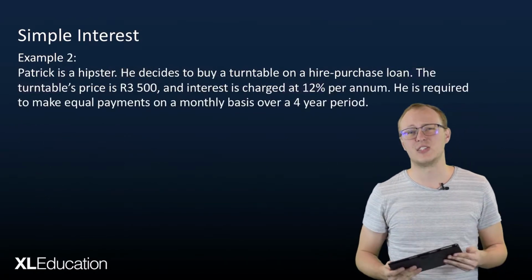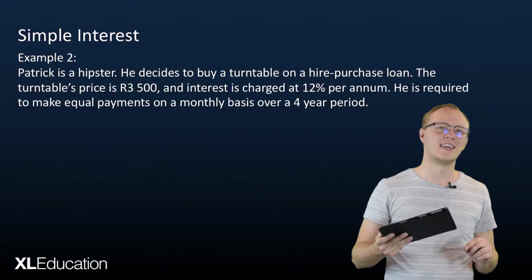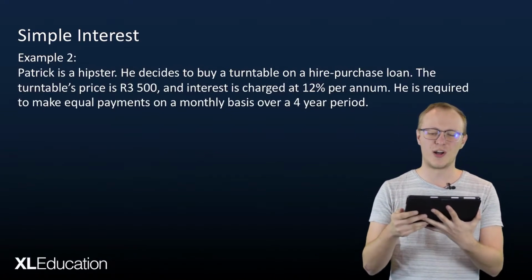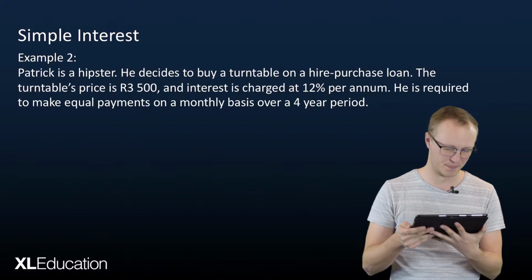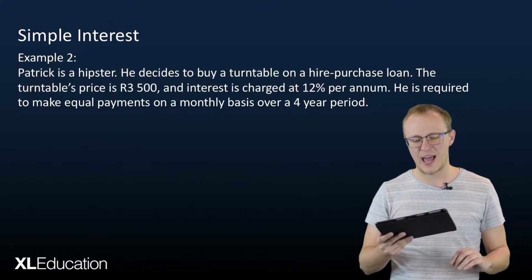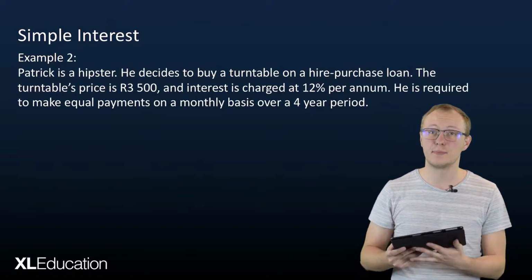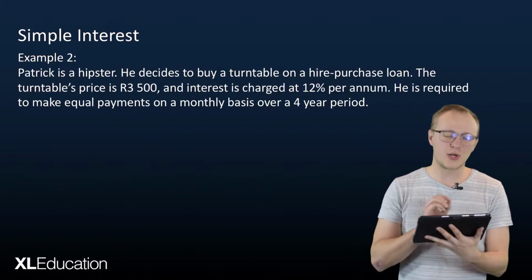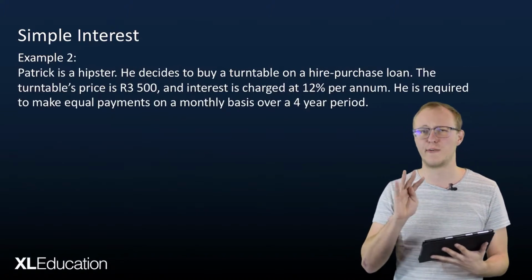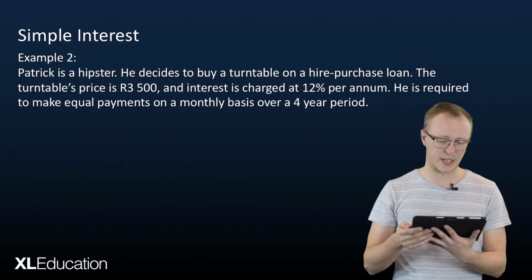Let's do another example. Patrick is a hipster. He decides to buy a turntable on a hire purchase loan. The turntable's price is 3,500 Rand and interest is charged at 12% per annum. He is required to make equal payments on a monthly basis over a 4 year period.